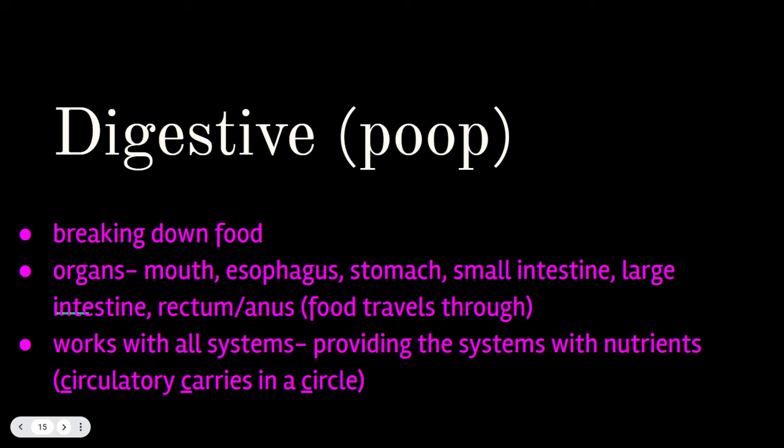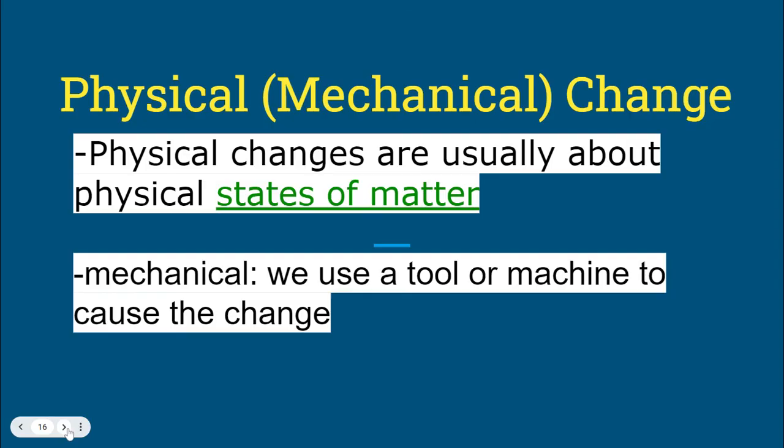So the organs, remember, we talked about physical and chemical changes: mouth, esophagus, stomach, small intestine, large intestine, rectum, anus. Remember, we talked about in several of those organs, we had physical and chemical changes. And remember, the system, this works with all systems, but the nutrients are being carried by the circulatory system and the liquid.